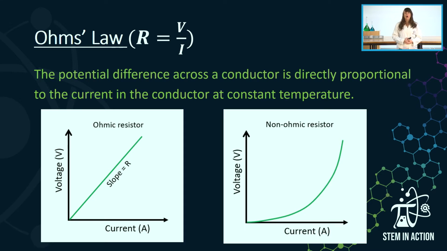We also get non-ohmic resistors. Those are ones that don't obey Ohm's law. In those cases we get a curved graph which shows us that Ohm's law is not obeyed.